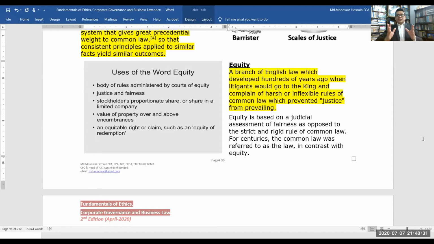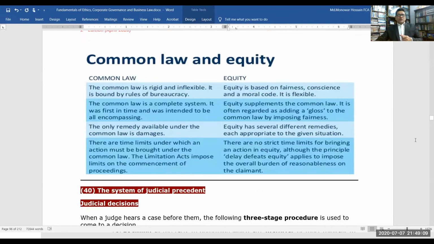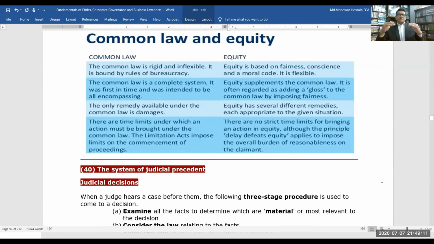Equity is based on a judicial assessment of fairness, as opposed to the strict, rigid rules of the common law. So use of the word equity: a body of rules administered by a court of equity, justice and fairness, where stakeholders share in a limited value of the property, over and above equitable rights or claims such as the equity of redemption, etc. So common law and equity, if you see here, the common law is rigid.